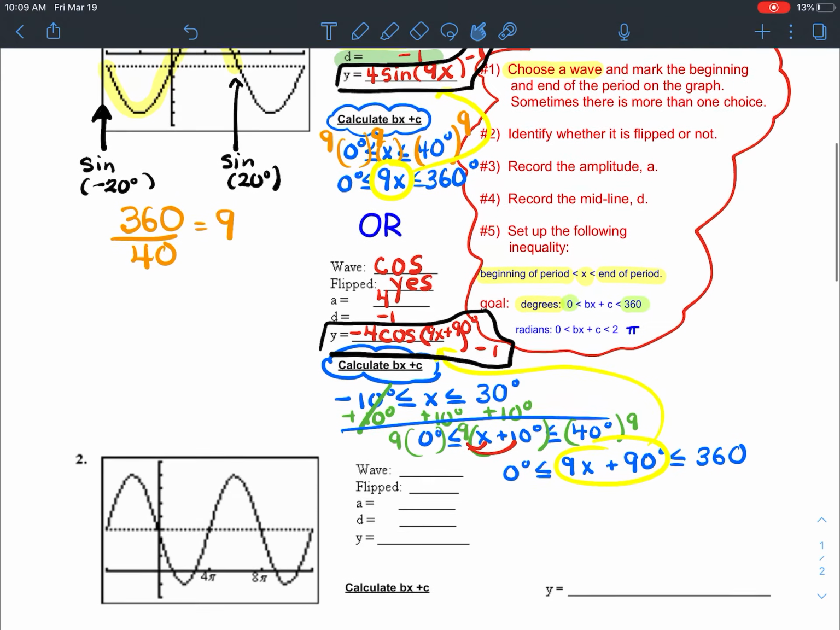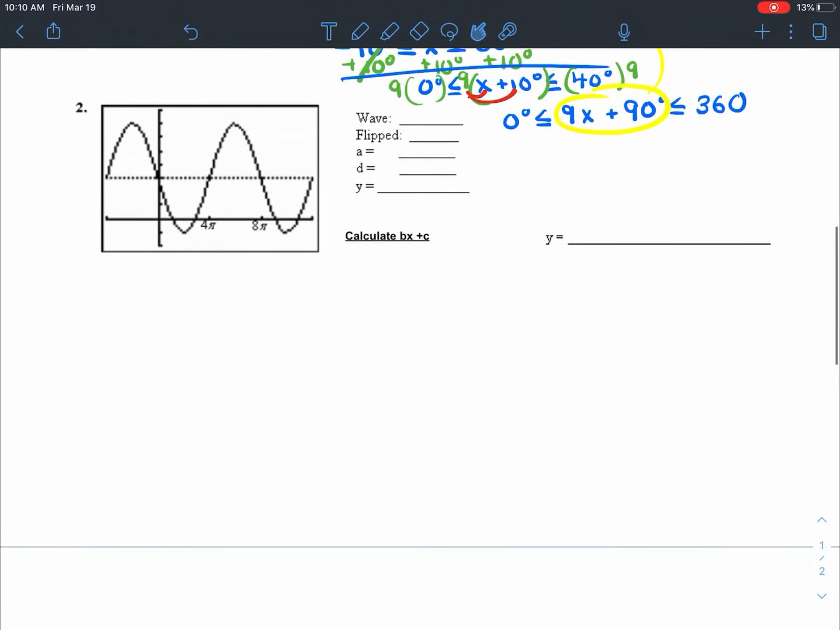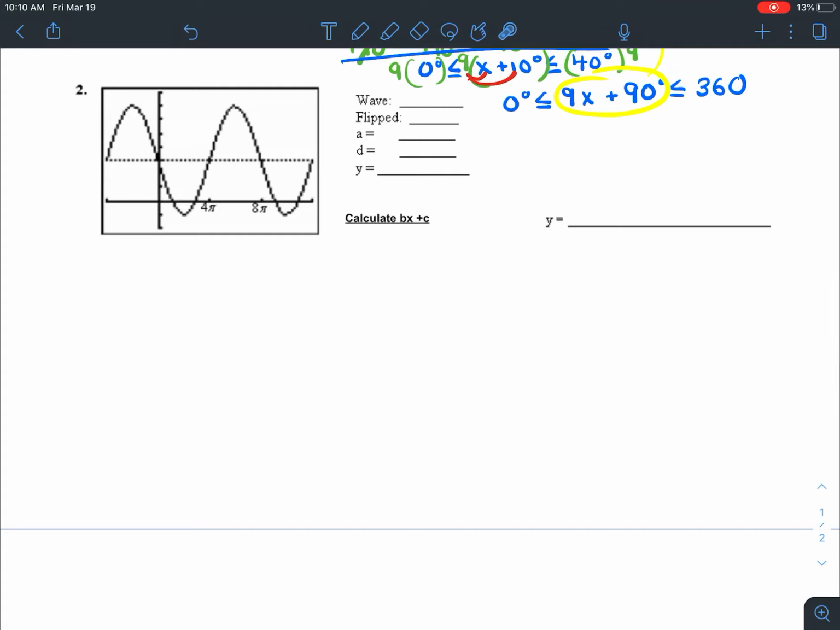Okay, now let's look at just one more problem here. We'll look at this one, but I want to look at one in radians. And we know that this is in radians because as you look at the x-axis, you can see that it's labeled with pi symbols here.